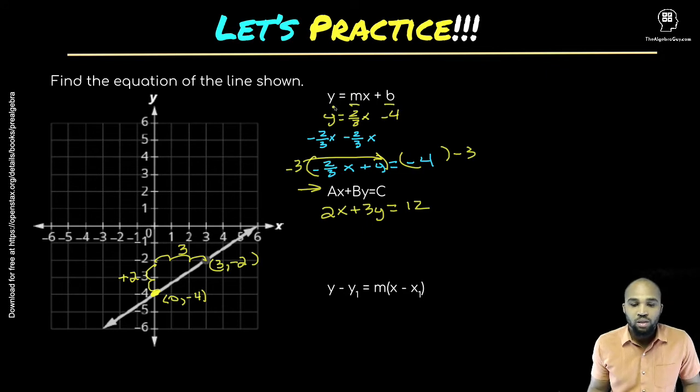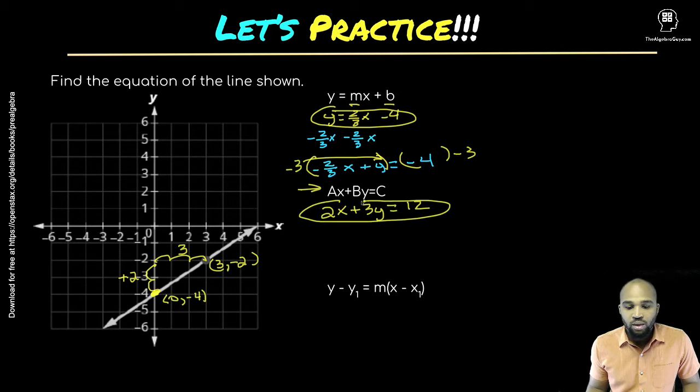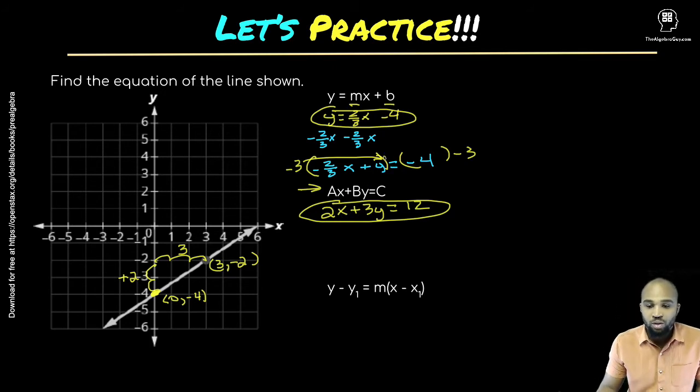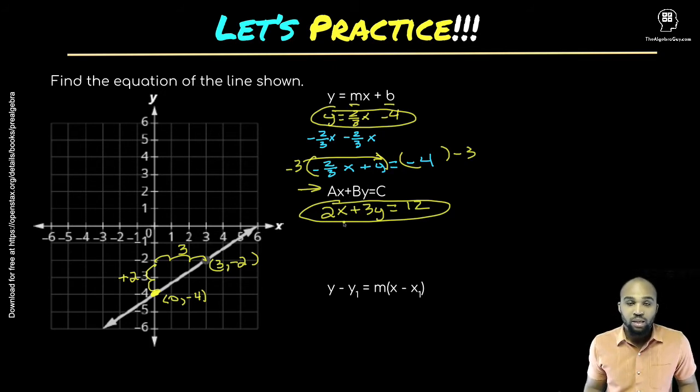Now look at this. Here it is in slope intercept form, and here it is in standard form. They look quite different. You can't figure out what the slope is from standard form, because you likely wouldn't have gotten 2/3 from just looking at this.